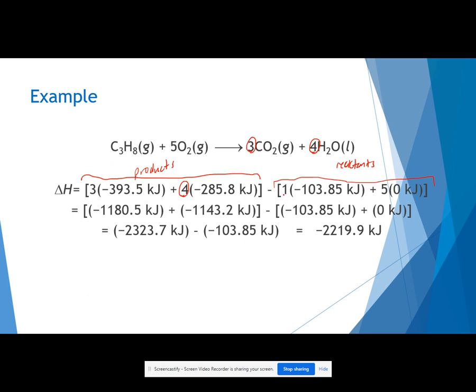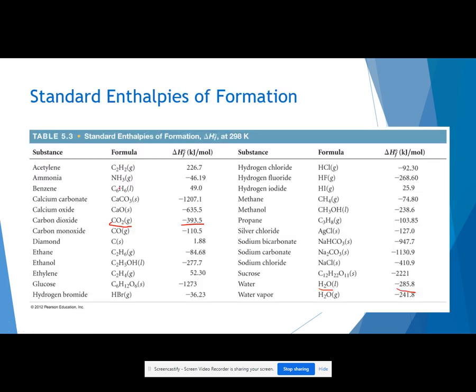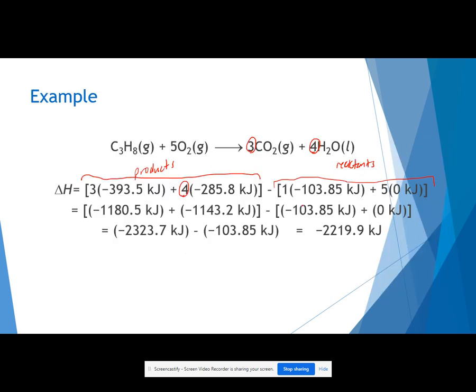For the reactant side, here they looked over here. There's one propane, so here's 1. Then they went and looked at the number for propane, C3H8. So they went down here and they found C3H8, negative 103.85. So they plugged in negative 103.85.